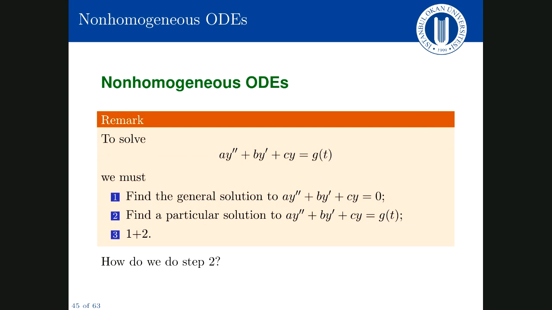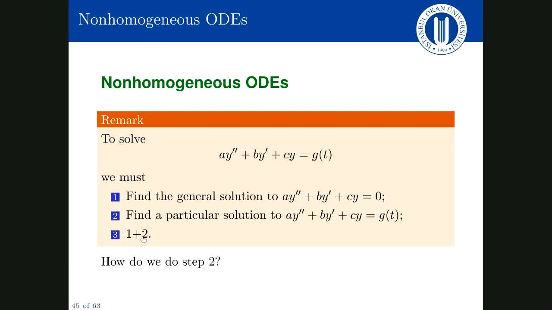Non-homogeneous differential equations. Now let's suppose we want to solve a y double prime plus b y prime plus c y is equal to some function g of t. There are 3 steps we need to do. We need to find the general solution to the homogeneous equation. We need to find one solution to the non-homogeneous equation. This one solution is called a particular solution. And then we add these two together. The solution we find in step 1 plus the solution we find in step 2.